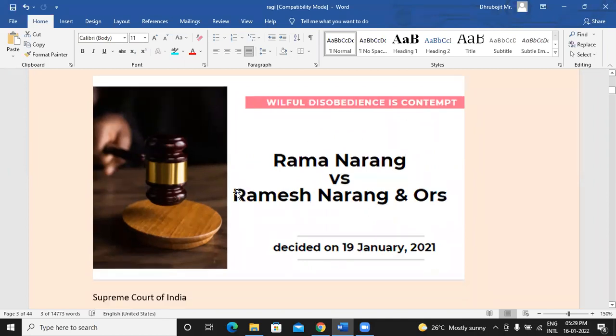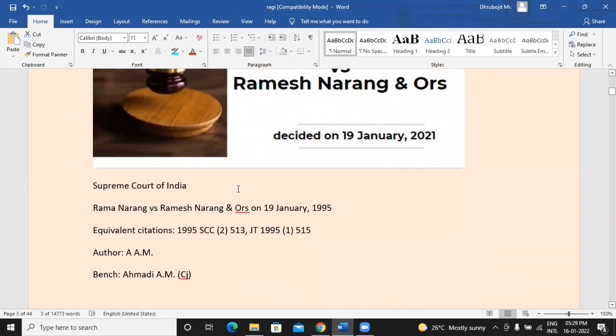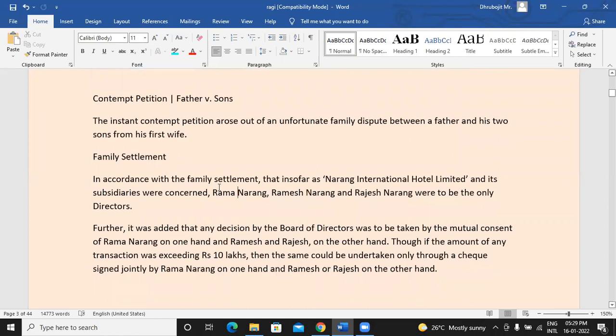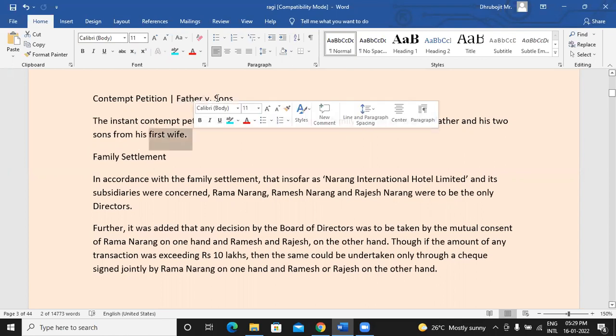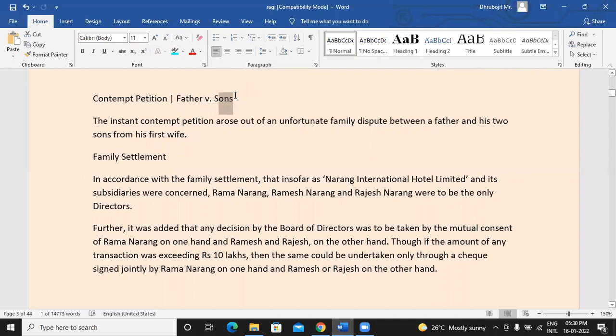So in this case, what happened? We would see that. All right. So in this case, it was related to a family settlement. There was this father, it's like father versus sons. There was this family settlement going on. The father and the mother of these two sons were married to each other and then they got divorced, they got separated. After that, there were some family settlements that had to be done. From his first wife, he had these two sons, and amongst these three, some settlements had to be done.